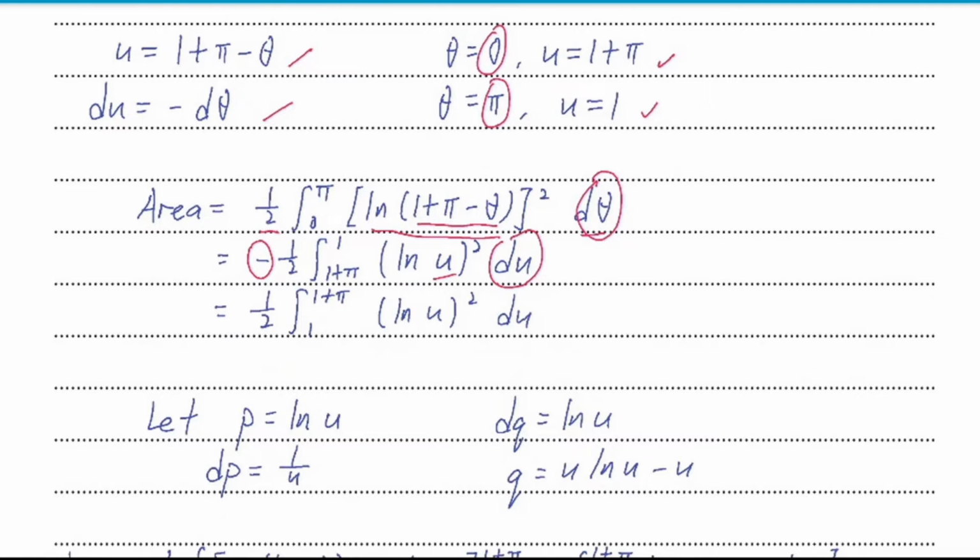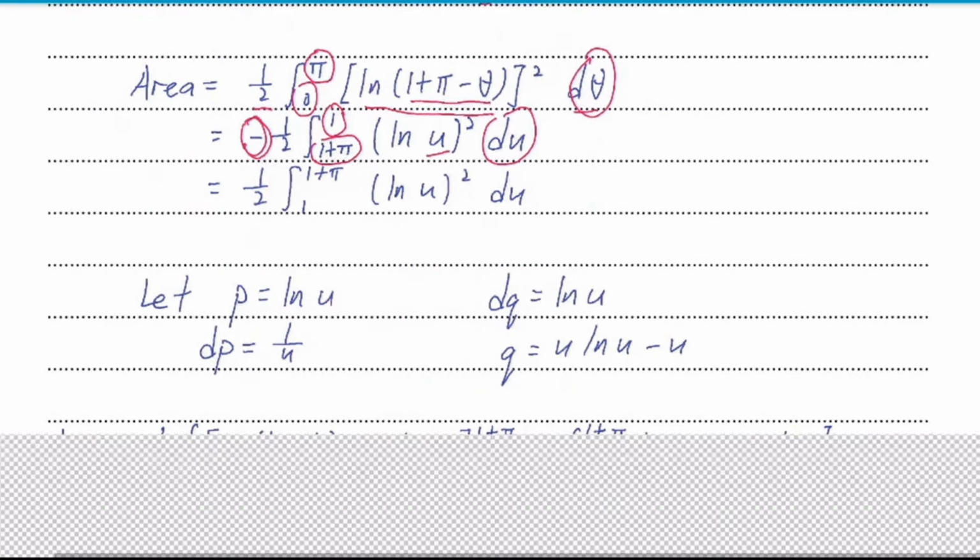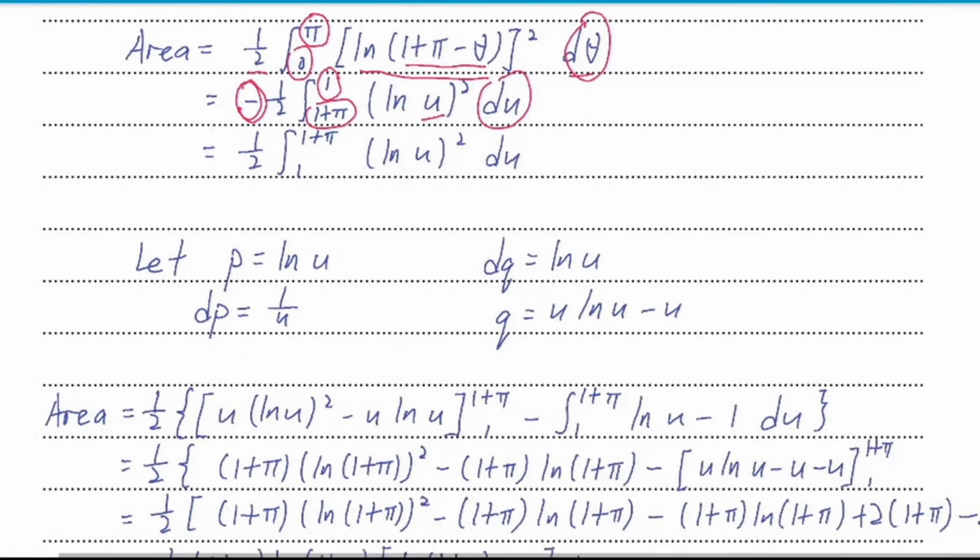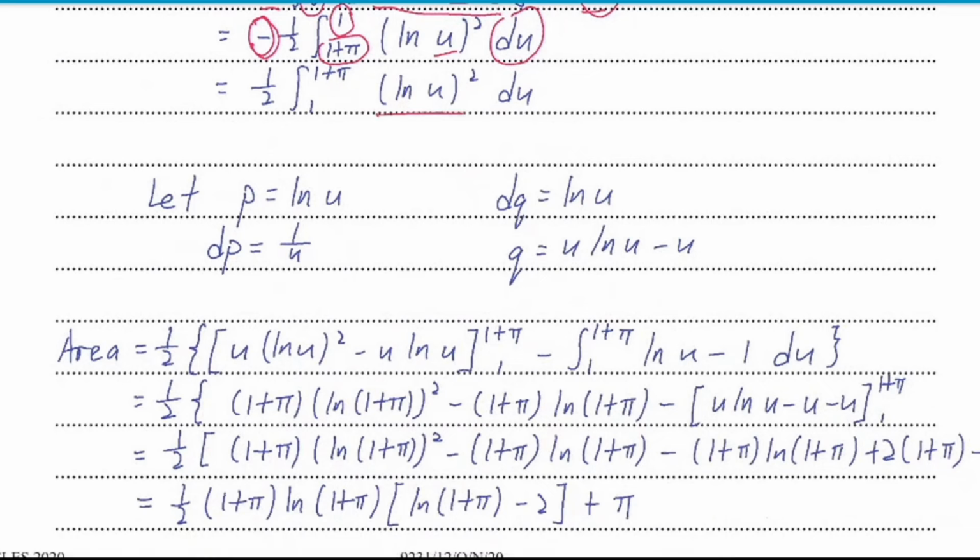Again, these limits, the 1 + π and this 1 here, must correspond. When θ equals π, u is 1. When θ equals 0, u is 1 + π. Because of the negative here, I can switch the limits. So you can see this is what I get from here already. After that, we are integrating (ln u) squared.